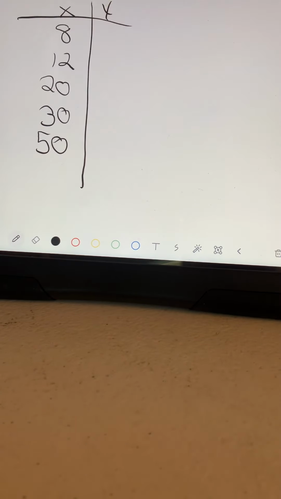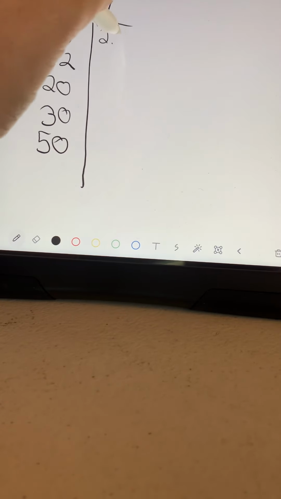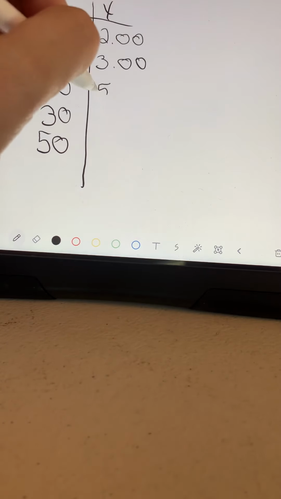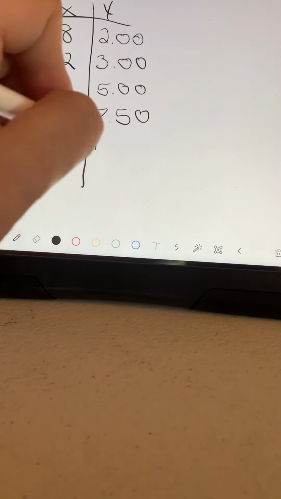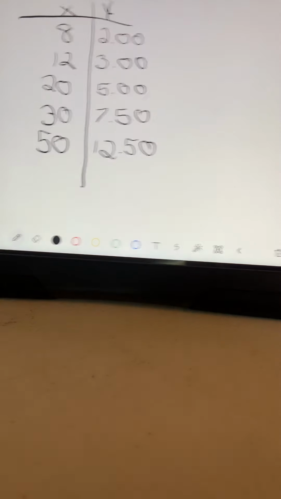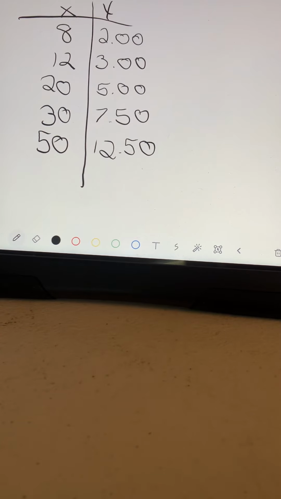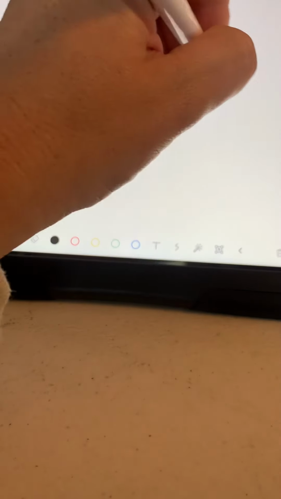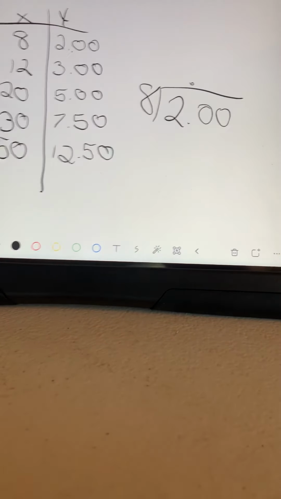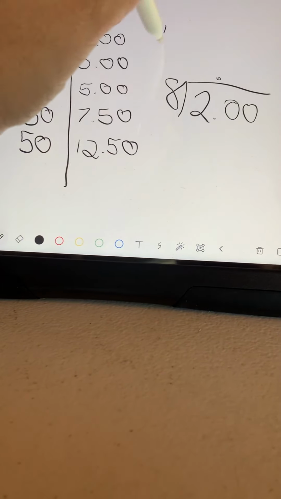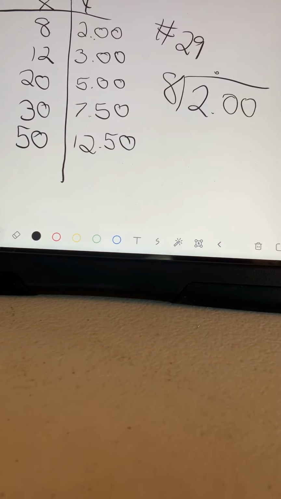My Y, and you have this on your paper, is $2, $3, $5, $7.50, and $12.50. So there's a couple of ways you can find this out. The easiest way is to take $2 and divide it by 8. So $2 divided by 8, and that will give you your answer for number 29.